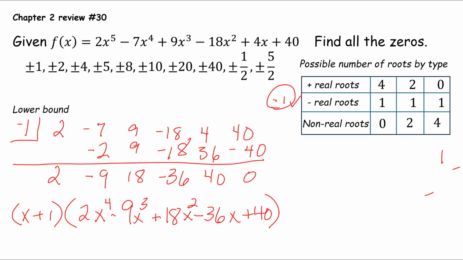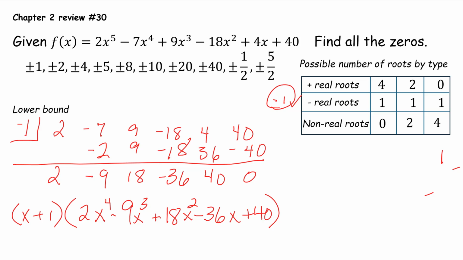Okay, so we have our factorization so far. If -1 is a root, then x minus -1 is a factor, and so that's x plus 1. And then we have what's left over, which is that reduced polynomial, 2x to the 4th minus 9x cubed plus 18x squared minus 36x plus 40. All right, and if we go back and use the rational roots theorem again, we get the same exact numbers because we still have a constant of 40 and a leading coefficient of 2.